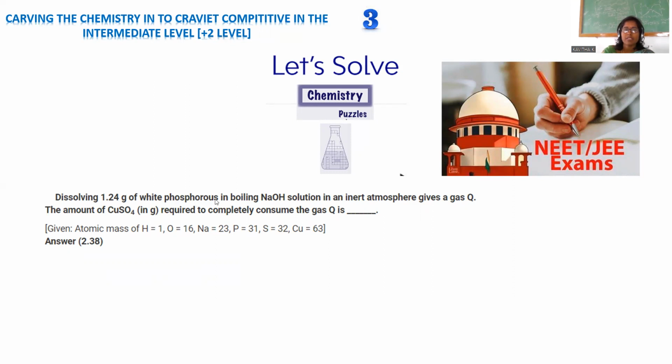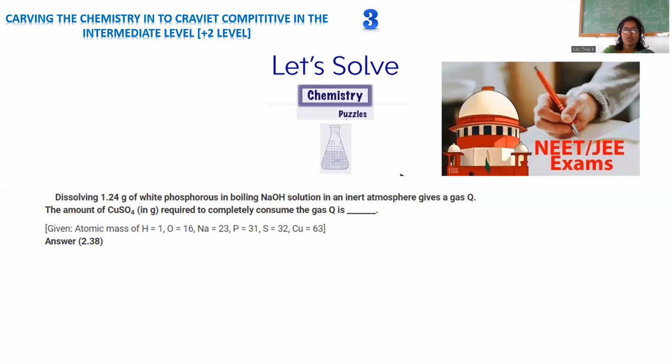When this white phosphorus reacts with the boiling sodium hydroxide, what could be the product? First, we have to identify. After getting that product, how it will react with the copper sulfate, and then only we will go for the amount of copper sulfate required. The given data: atomic masses of hydrogen is 1, oxygen is 16, sodium is 23, phosphorus 31, sulfur 32, copper 63. For this question, after solving everything, you have to get 2.38 as the answer.